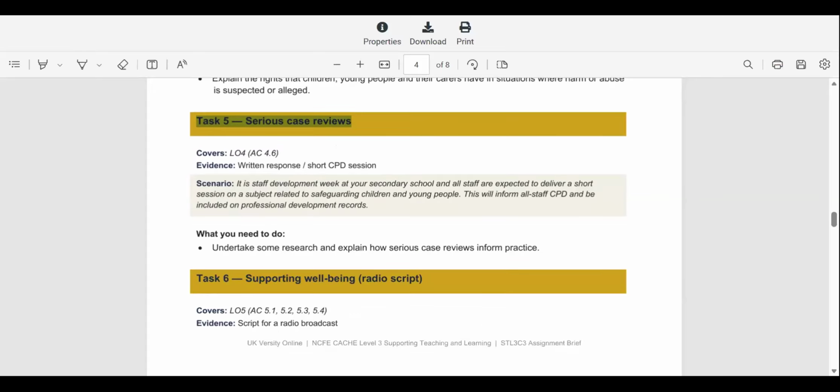Here it's a scenario, and it is a staff development week at your secondary school. All staff are expected to deliver a short session on subject-related safeguarding children and young people. This will inform all staff CPD and be included on professional development. You need to undertake some research and explain how serious case reviews inform practice. And that is learning outcome 4, AC 4.6 towards the end. So that's what you'll be looking at in that.